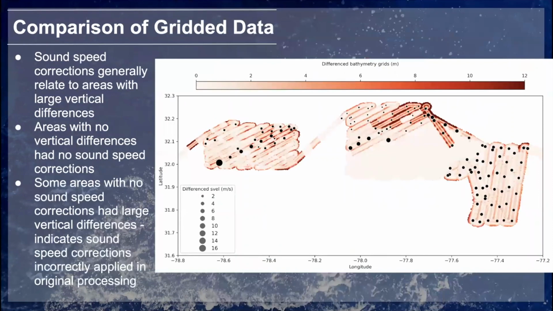Looking at another survey, we found that the sound speed corrections generally related to areas with large vertical differences, and that the areas with no vertical differences had no sound speed corrections. When comparing the processed GSF data with the processed files we produced, we noticed that some areas where we did not make sound speed corrections showed vertical offsets, indicating sound speed corrections were erroneously applied in original processing.